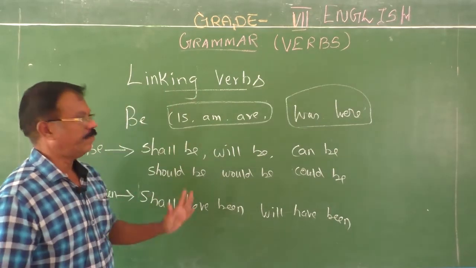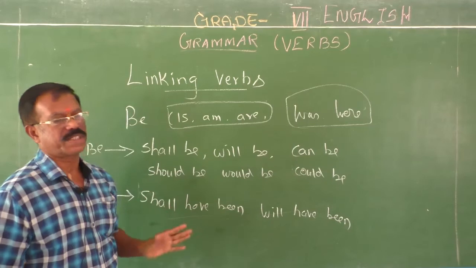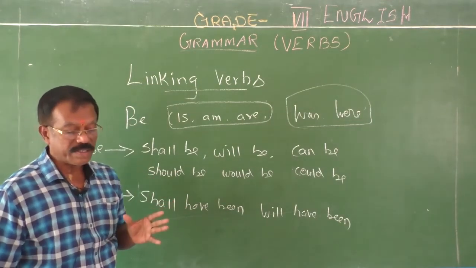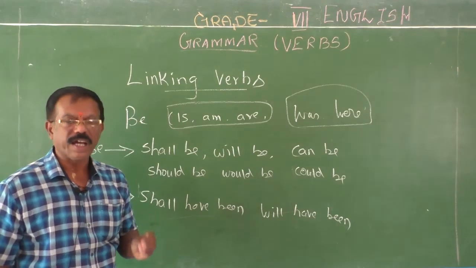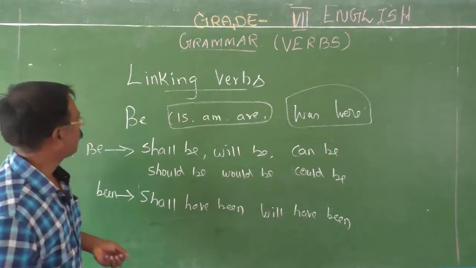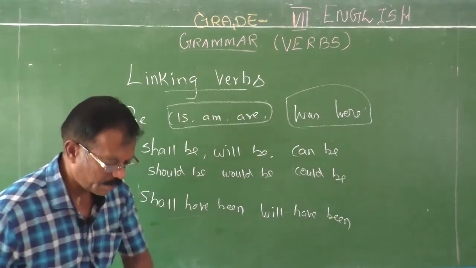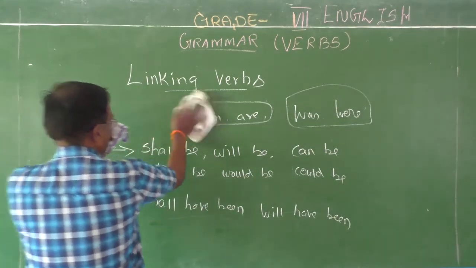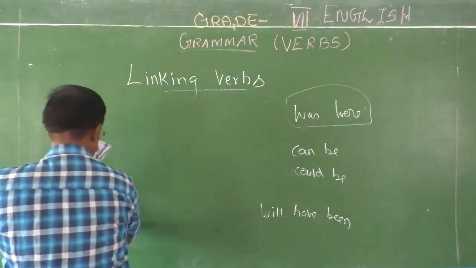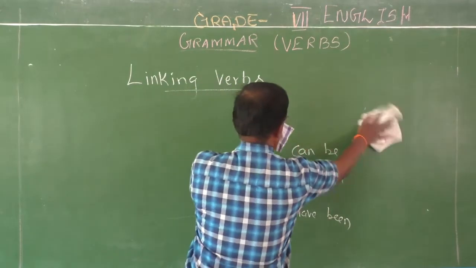Other than these be forms, these present participle and past participle, we have some special verbs. They are also called linking verbs. They don't show any action. See, let me explain those special verbs also. I will list all such verbs which are used as linking verbs.